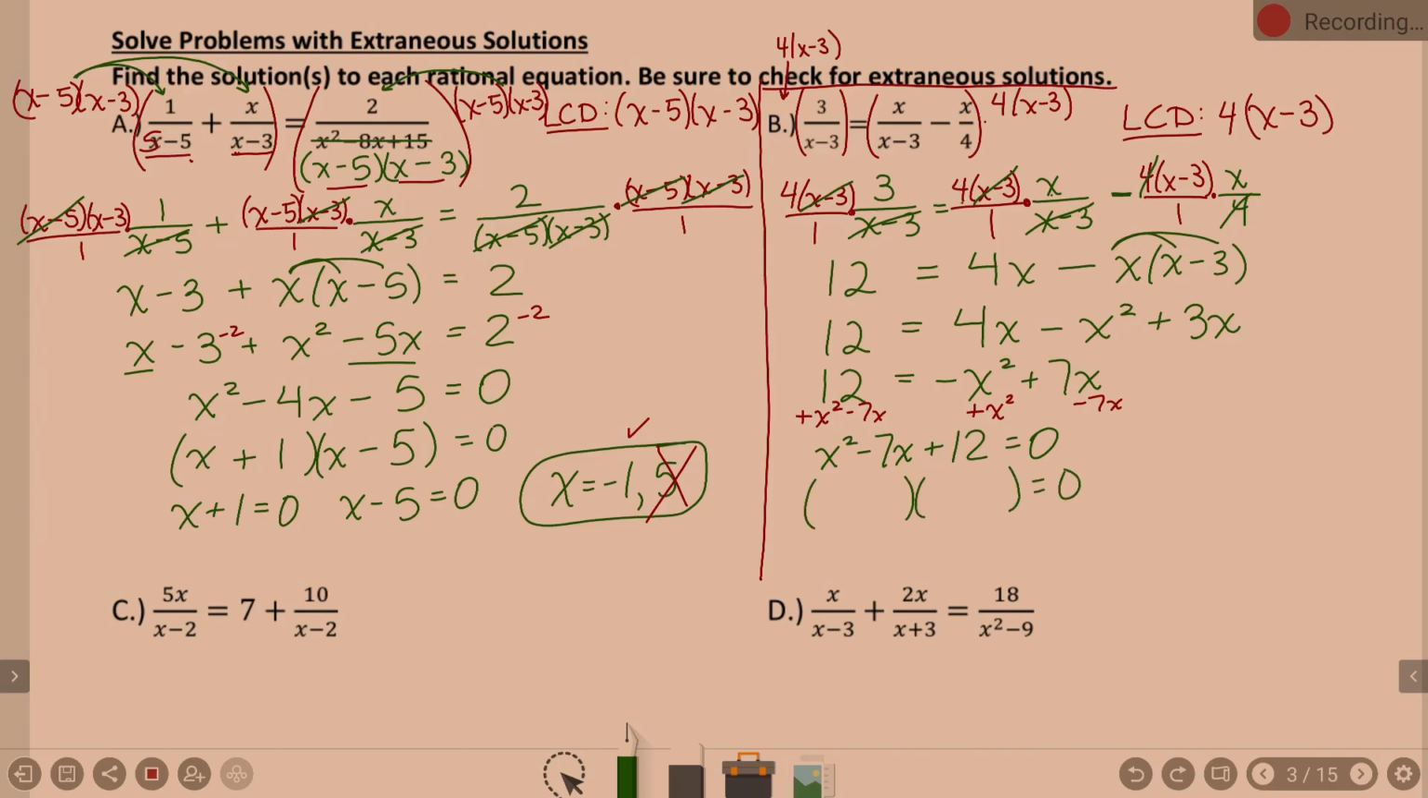Okay, what are we getting? X and x, and then negative 3, negative 4. Okay, x and x. 3 times 4 is 12. 3 plus 4 is 7. Make them both negatives to get the sign to work. Am I done? Not done. We've got to set each factor equal to 0. What do we get as answers? 3 and 4. X equals 3 and 4.